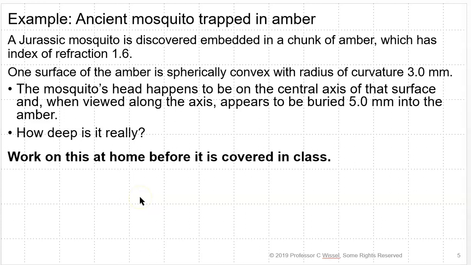Okay, so here's an example. A Jurassic mosquito is discovered embedded in a chunk of amber, which has an index of refraction of 1.6. One surface of the amber is spherically convex with a radius of curvature of 3 millimeters. The mosquito's head appears to be on the central axis of that surface.